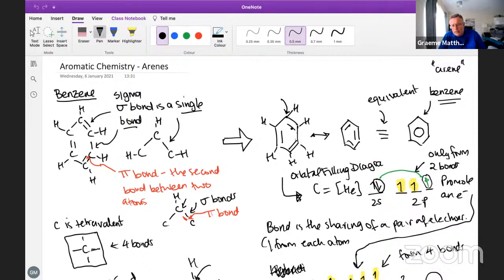I can draw the benzene ring like this, pi bond, sigma, or could I draw it like this, the next one across, where I've just put the pi bonds in a slightly different position, but still got pi bond, sigma, pi bond, sigma, pi bond, sigma going around. Now, the question is, which one is it? Is it the one on the left or the one on the right? Now, the answer is it's both.